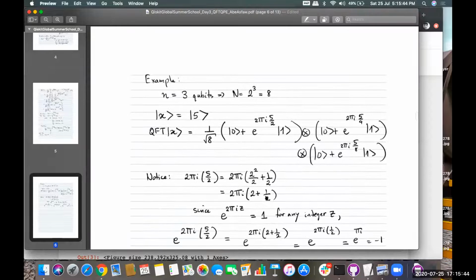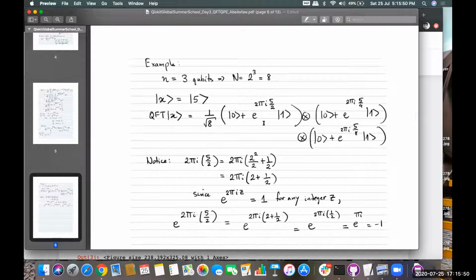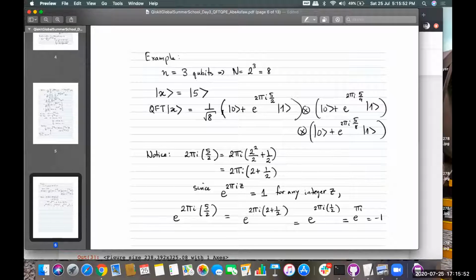Coming back to this. Fine. So moving forward, if we have n is equal to 3, then obviously we will be having the value of N equal to 8. And when we put the values for each of the expressions here, we will be getting this particular expression, like 1 by root 8. Root 8 is calculated from 1 by root N. We are just substituting the formula which we have seen before and calculating the value there. The thing we can notice here is 2 pi i 5 by 2. If we further expand it, that will be 2 pi i times 2 to the power 2 by 2 plus 1 by 2, for integers.